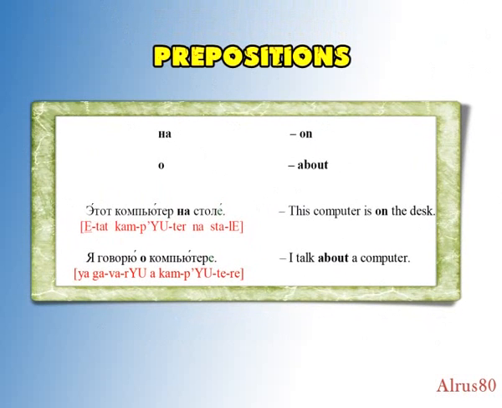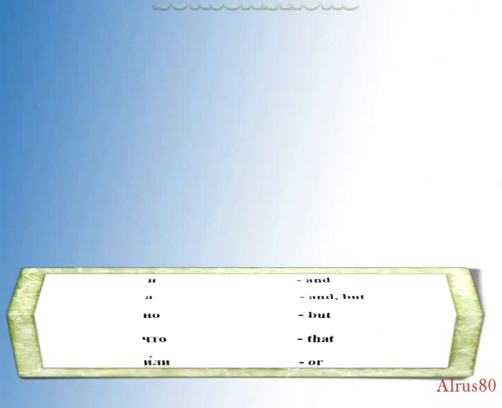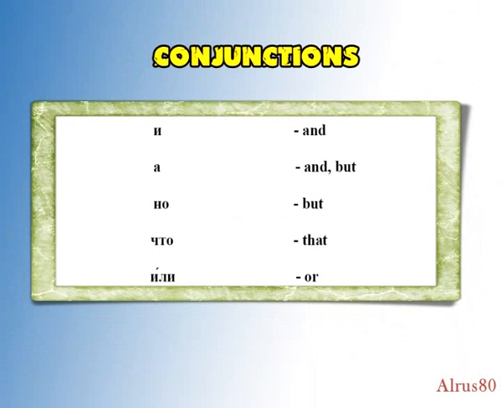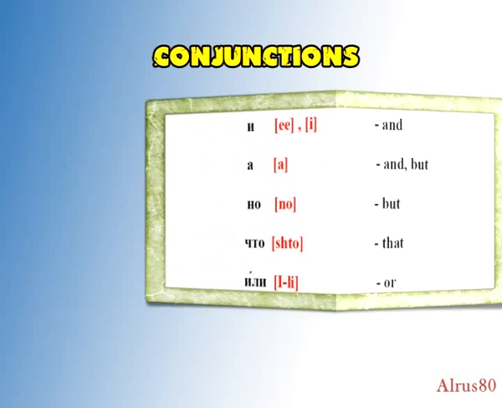Let's have a look at some of them. Prepositions. На. О. Этот компьютер на столе. Я говорю о компьютере. Conjunctions. И, а, но, что, или. They are essential, and it won't take you too long to memorize them.